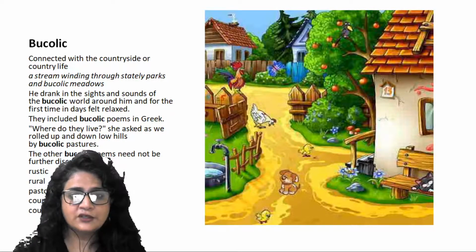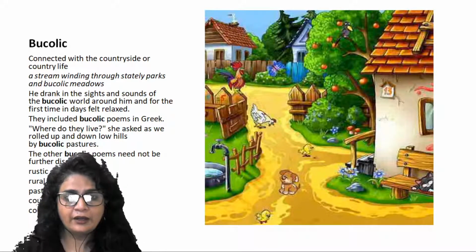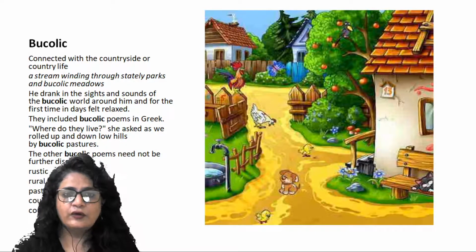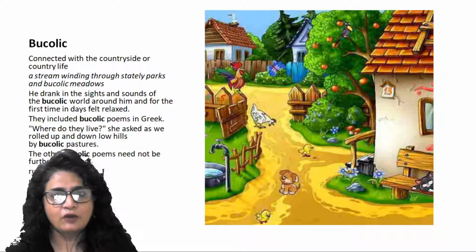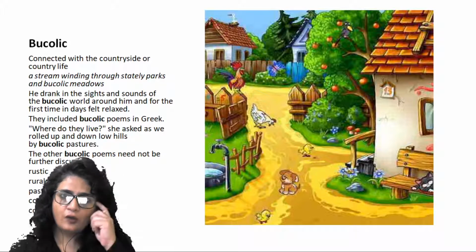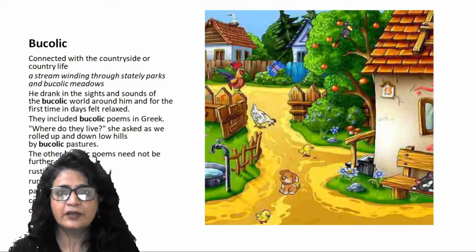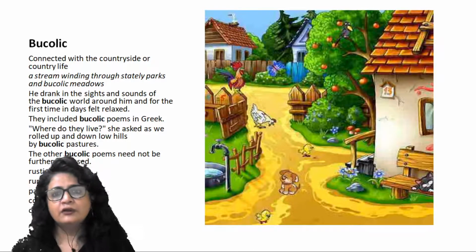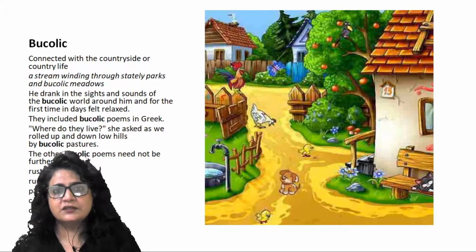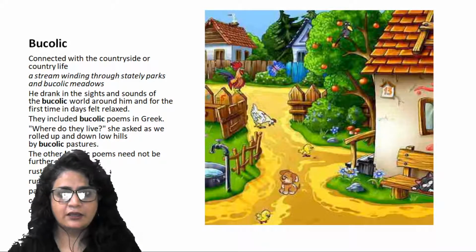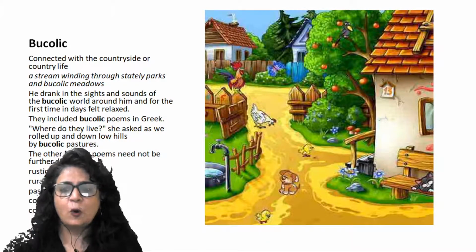Where do they live? She asked as we rolled up and down low hills by bucolic pastures. The other bucolic poems, so here again, country folk or country poems. Alright? So bucolic is pastoral, so rustic, rural, pastoral, country or countryside. All words coming for this kind of scene where you get to see your countryside. Right? So village, rustic, that kind of picture is bucolic.